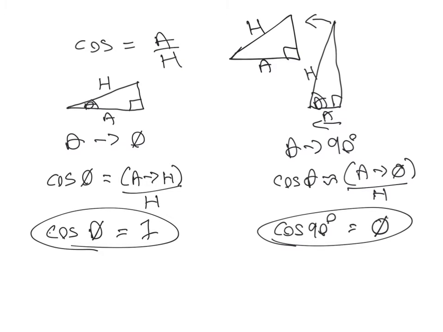Did I just say 0 divided by anything is 1? That was wrong. 0 divided by anything is obviously 0.